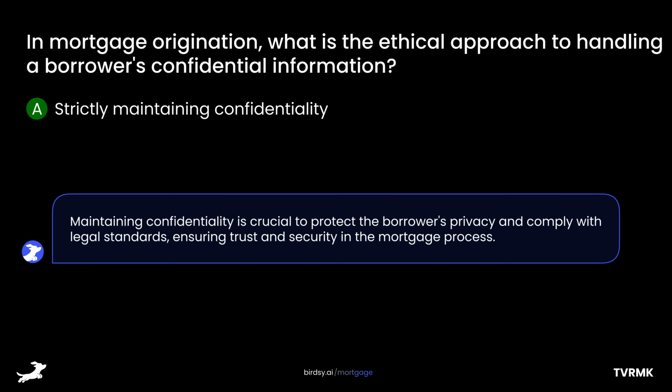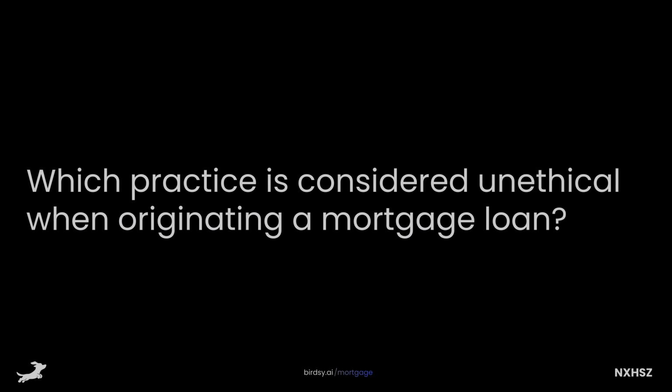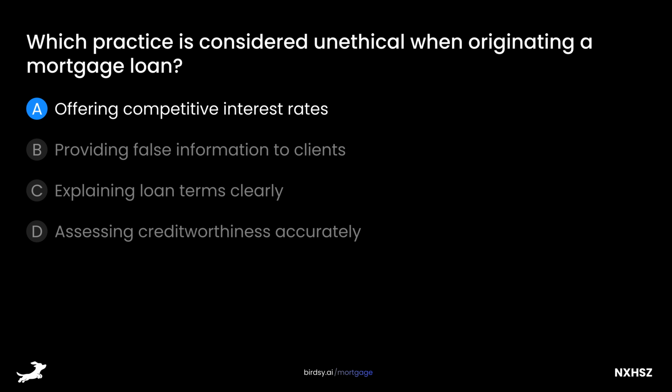Maintaining confidentiality is crucial to protect the borrower's privacy and comply with legal standards, ensuring trust and security in the mortgage process. Which practice is considered unethical when originating a mortgage loan? Is it A. Offering competitive interest rates, B. Providing false information to clients, C. Explaining loan terms clearly, or D. Assessing creditworthiness accurately? The answer is B. Providing false information to clients.